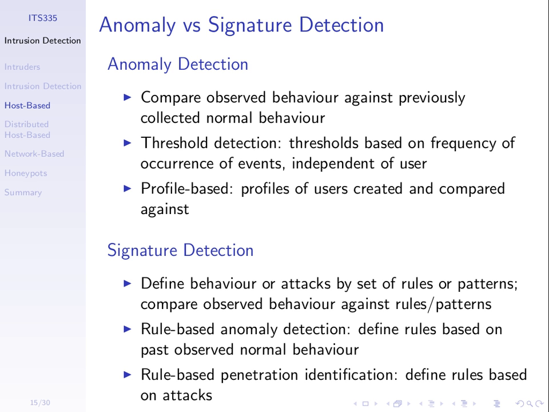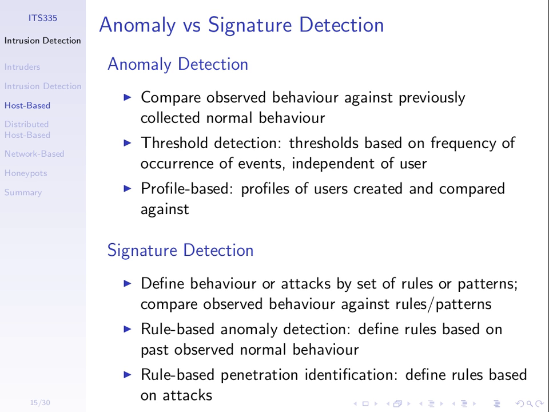Anomaly detection is where we measure or observe the behavior, what's happening on the computer system, and compare it against previous records of the behavior. So, say with the ICT server, I record over a period of a month when students log in, how often they log in to the ICT server, how often they access Moodle, at what times of the day they access, how long they're logged in for. I record that for the normal users. So I have some knowledge of what the normal users do with that computer, the normal behavior.